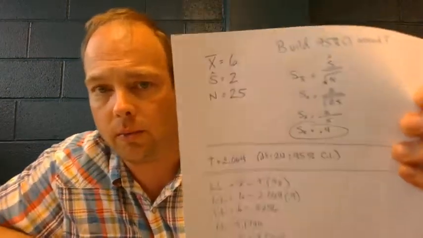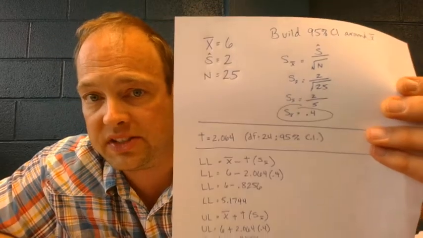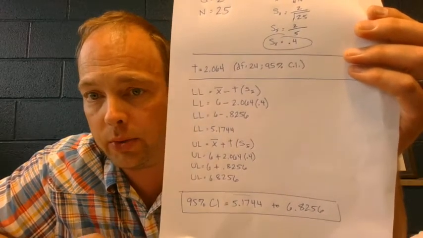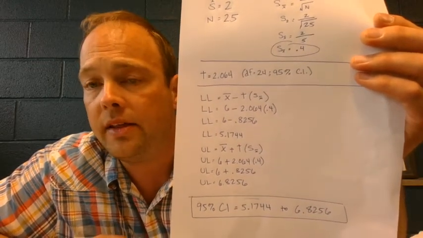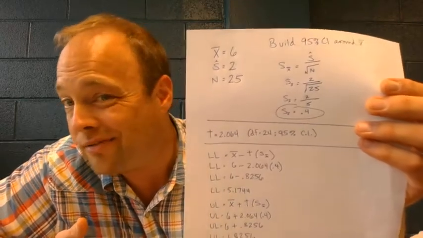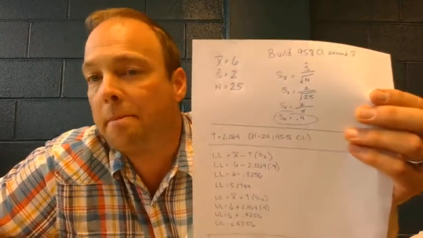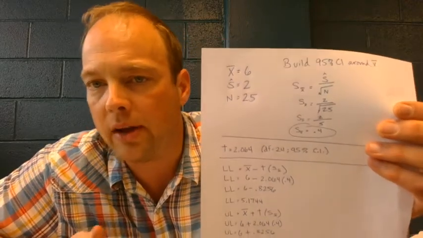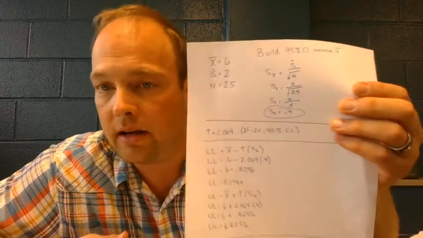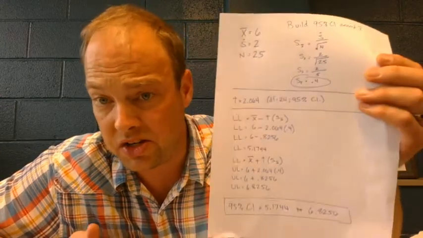This next segment is a follow-up to the confidence intervals that we just calculated right here, assuming a mean of 6, a standard deviation of 2, and a sample size of 25. And we went through in the previous segment all the math that's necessary in order to calculate, in this case, 95% confidence intervals. And by the way, there's nothing magical about 95%.